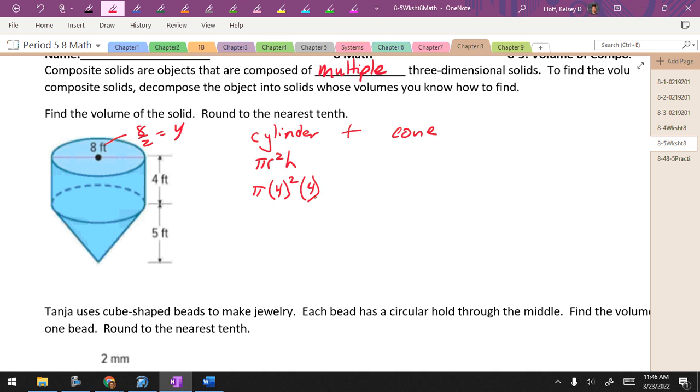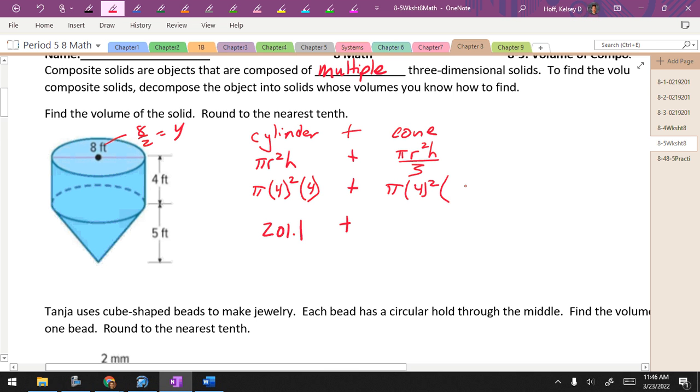Rounded to the nearest tenth, what'd you get? 201.1. Anybody else? 201.1? Okay. What is the volume formula for a cone? Very good. On our cone, what's my radius? 4, still 4. What's my height? 5. And then we got to divide by 3. So take your calculator. Find me the volume of the cone.